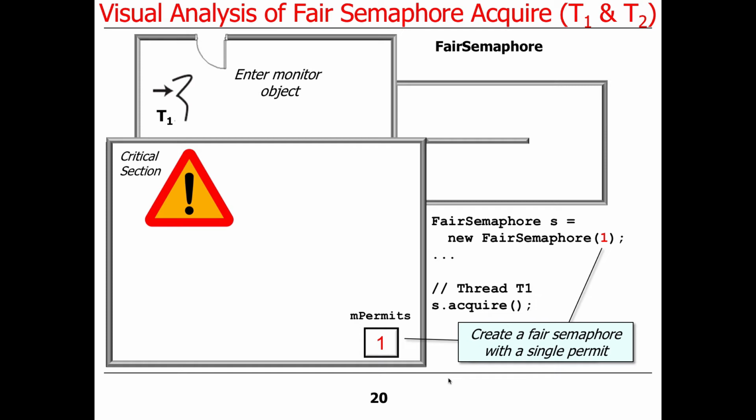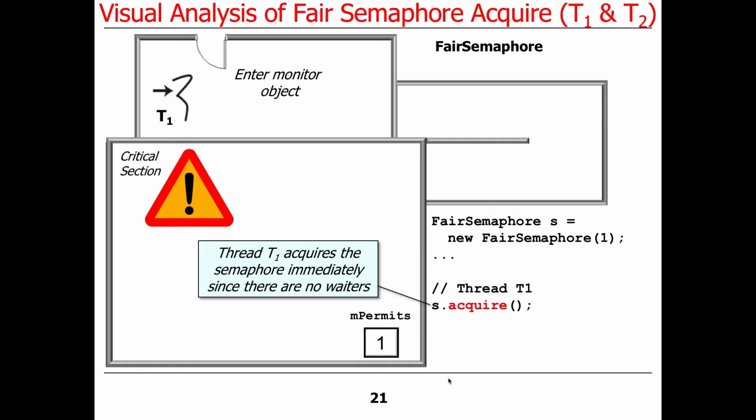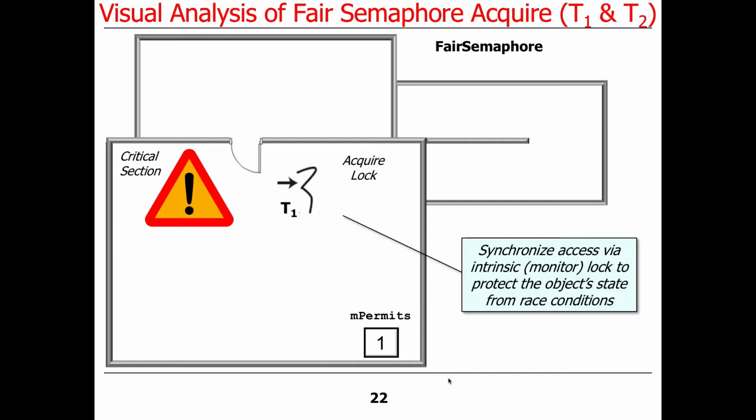So what we're going to do here is we're going to have a fair semaphore, and we're going to make a new fair semaphore instance with a single permit to begin with. So we're sharing one resource between multiple threads, thread T1 and T2, and there could be other threads as well. And then thread T1 is going to come along and call acquire. Now, of course, it should be able to acquire it because it's got a count of 1, and we'll talk about that. So what will happen here is that thread T1 is going to acquire the semaphore immediately since there are no waiters. That's the definition of a semaphore. And that's kind of the fast path, the happy path through the code.